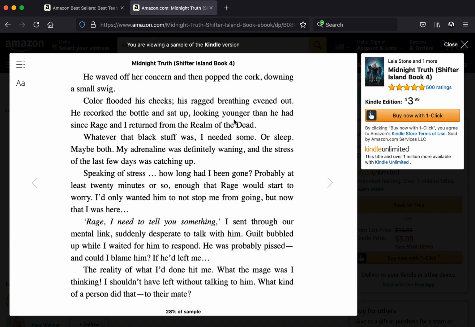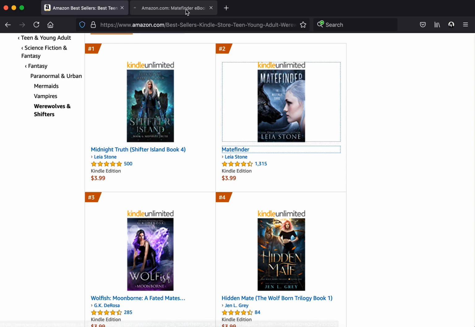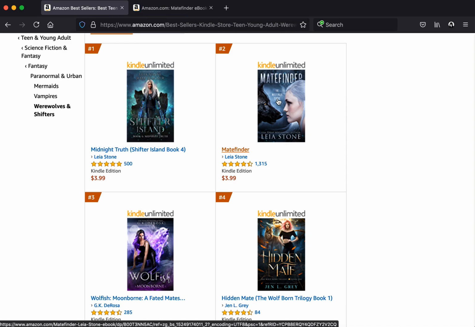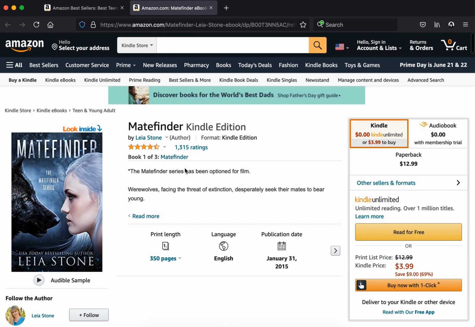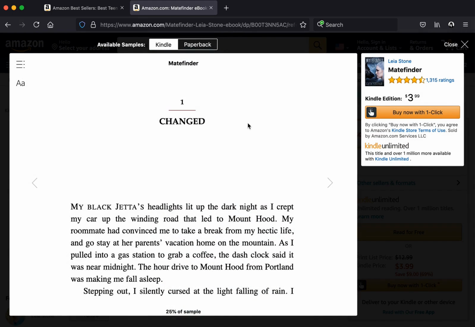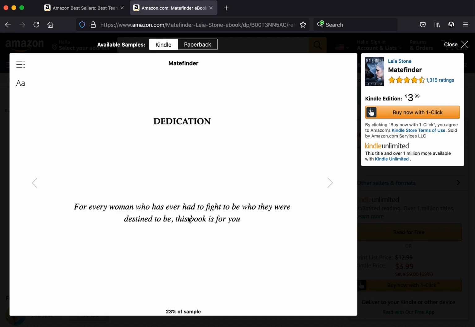Now I would recommend actually reading some of the bestsellers, but for this tutorial we're just going to be looking at person and tense. It's really quite simple. I just clicked on this while holding down the command key or the Apple key, and that loaded it in a new window. "My black Jetta's headlights lit up," so lit is past tense, "as I crept my car up the winding road." Let's go up.